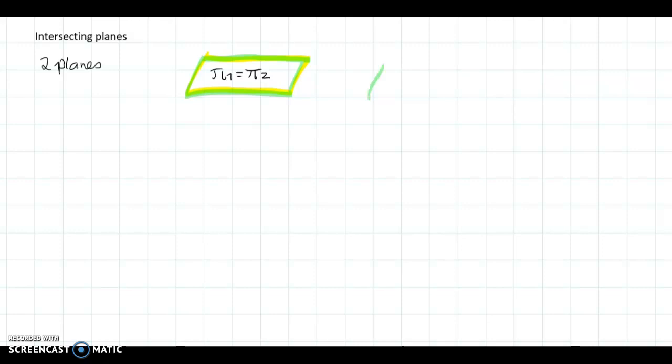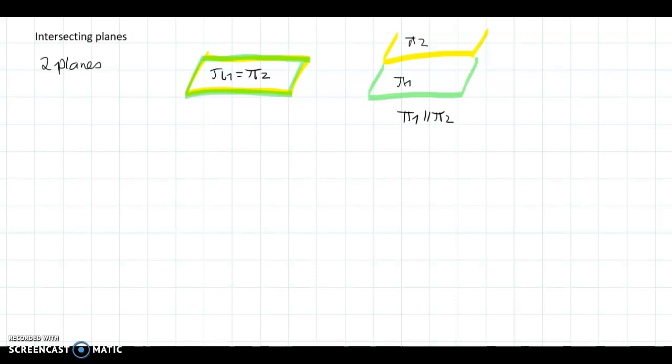It could also be that the two planes that we are trying to intersect are actually parallel. Then we won't have any point of intersection. Here we have, say, pi1 and pi2, and pi1 is parallel to pi2.